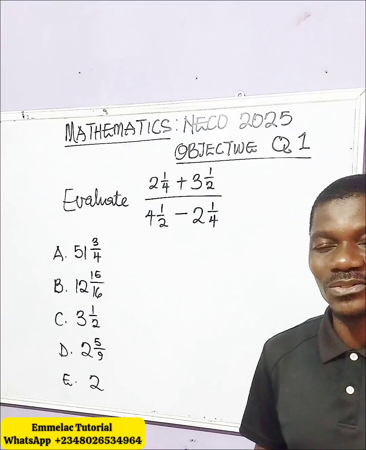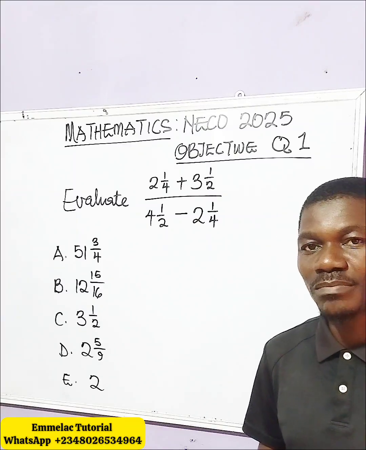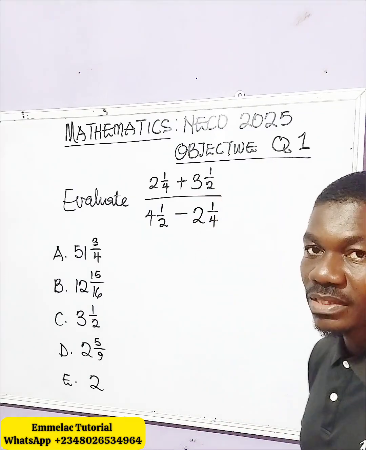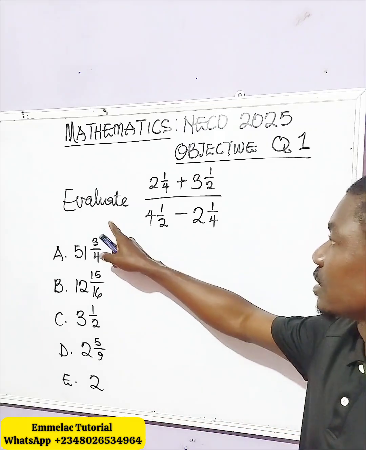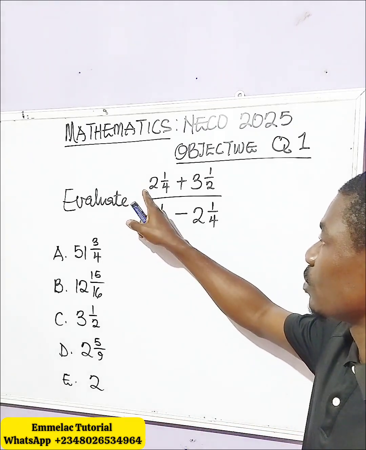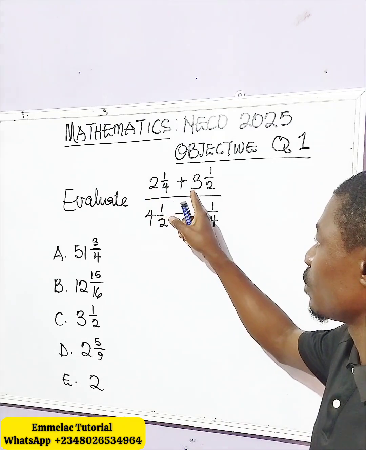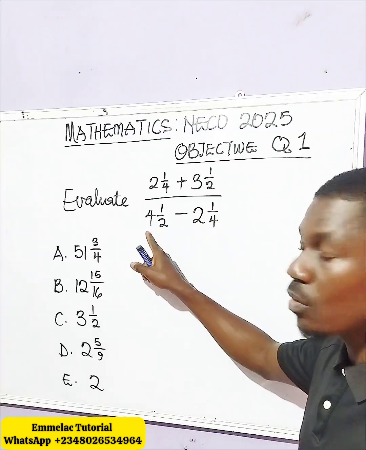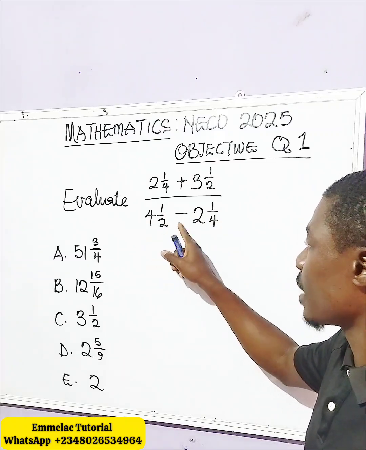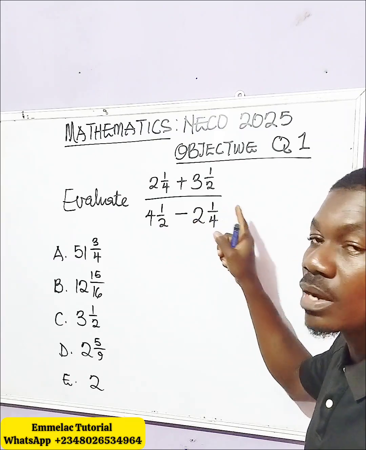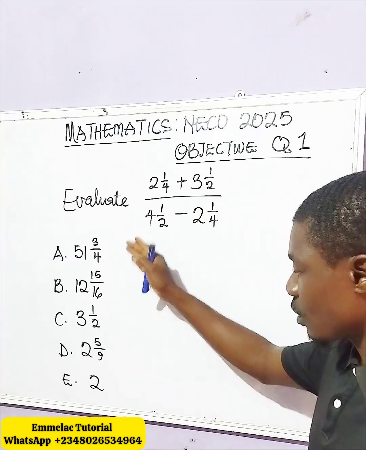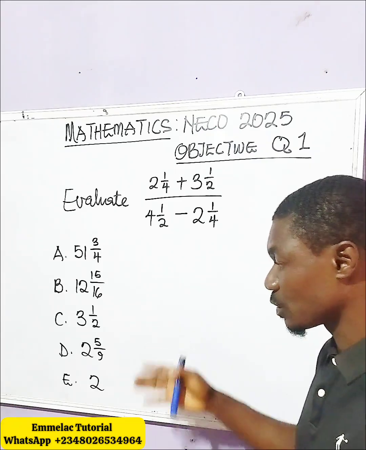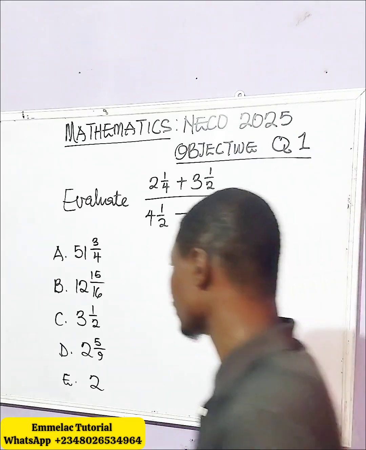Welcome to Email Online tutorial, and before us is this Maths NECO 2025 objective question 1. We are told to evaluate now 2 whole number 1 over 4 plus 3 whole number 1 over 2, all divided by 4 whole number 1 over 2 minus 2 whole number 1 all over 4. And here are the options given. Now let us evaluate to see which of these options is correct.